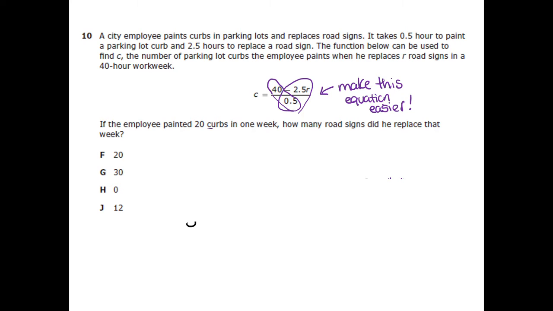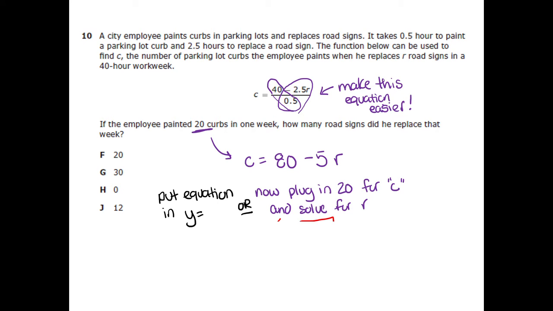Okay, here comes your next hint. Since 40 divided by 0.5 is 80, -2.5r divided by 0.5 is -5r. The next really big hint, and this is kind of tricky, is 20 is the number of curbs. Curbs is where y is usually. So we are not solving for y in this case. In this case, we're solving for r. And that is the trick to this question.